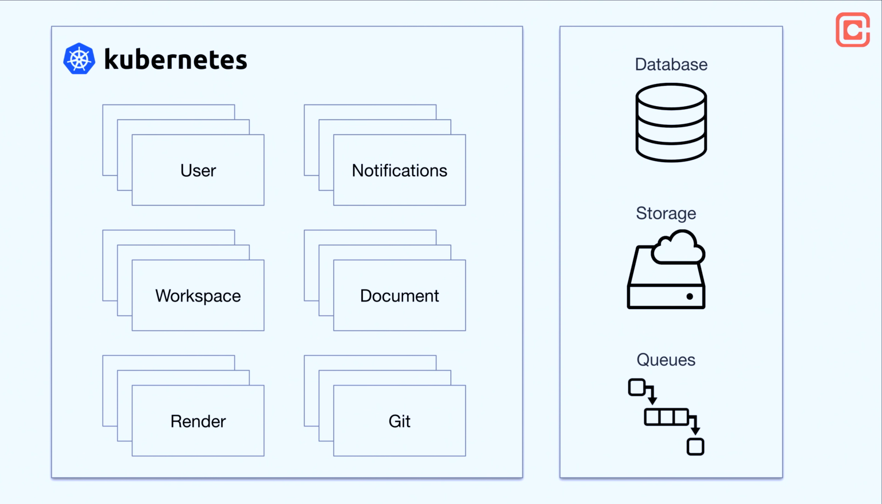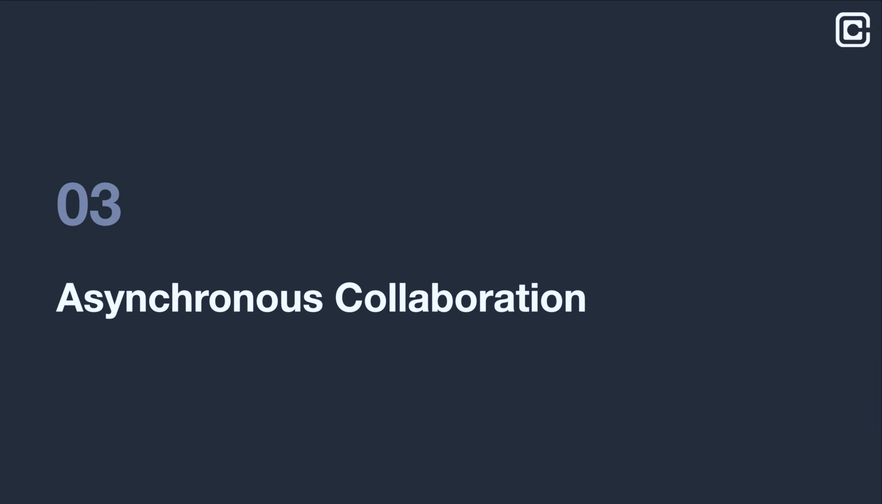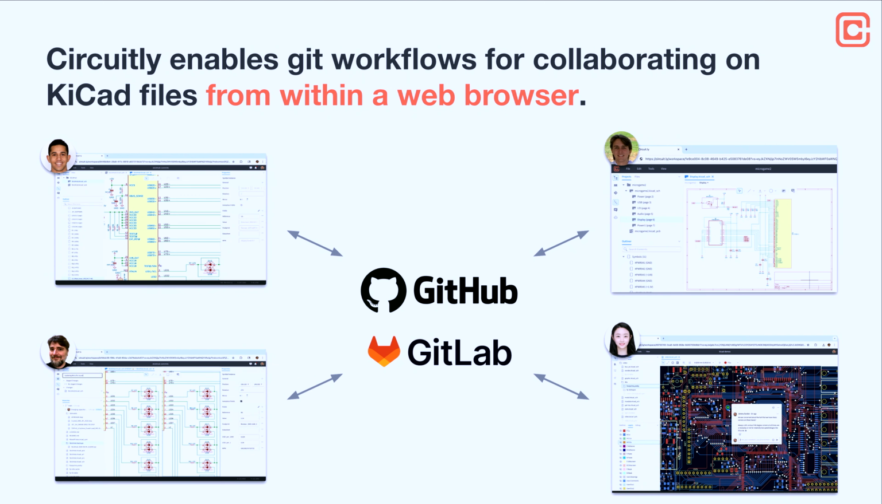So examples include the user service, which handles usernames and passwords, notification service for delivering emails, Slack messages, in-app notifications. The workspace service handles permissions and sharing. Document service, near and dear to my heart, is where the heart of our collaborative data model is. Render service is pretty fun. That one handles rendering everything from previews, thumbnails, PDFs, but also Gerbers. And then the Git service deserves a bit of a deeper dive. So I'm actually going to jump into that now.